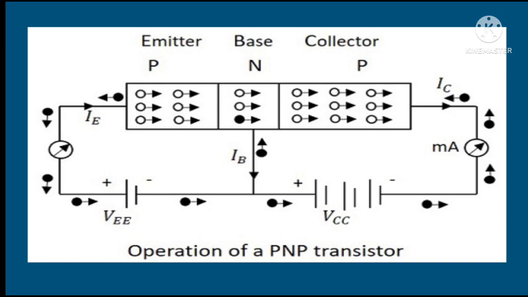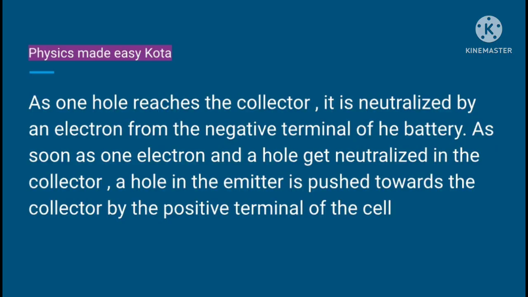A small number of holes, about 5%, combine with the electrons of the n region, establishing a small base current. The remaining holes, 95%, enter the collector region because they are attracted towards the negative terminal of the battery VCC. These holes make up the collector current, and the collector current is slightly less than the emitter current. As one hole reaches the collector, it is neutralized by an electron from the negative terminal of the battery.